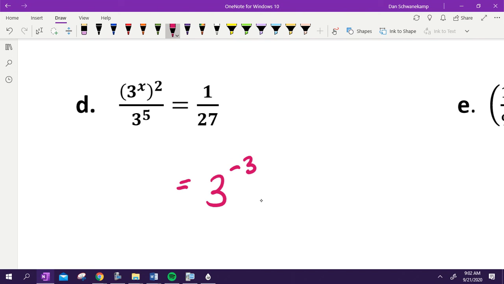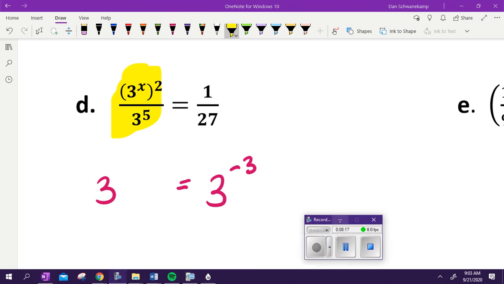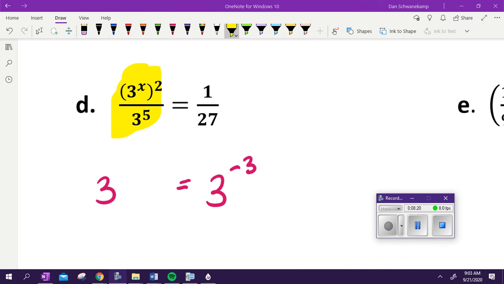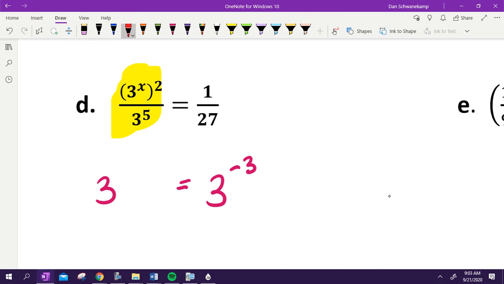On the other side, I need to take all of this and rewrite it as 3 to some power. Use your brain and talk with your neighbor. Think about what the new exponent is going to be that is going to simplify all that trash into just one single exponent. Talk with each other. Figure it out. Anybody got a good idea here? What's my new exponent going to be? It is 2x minus 5.